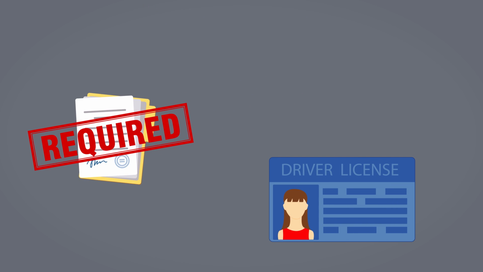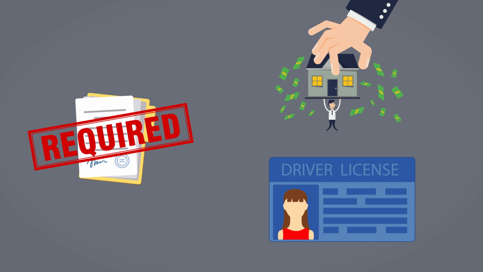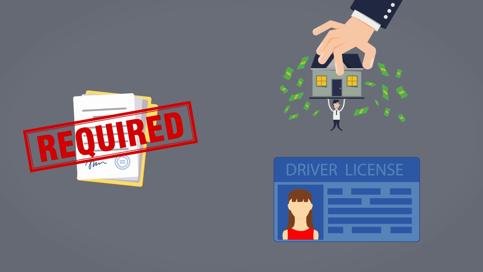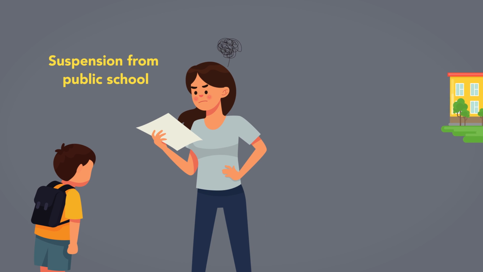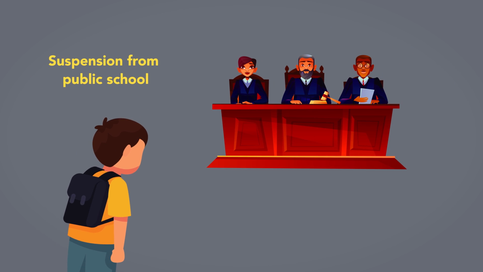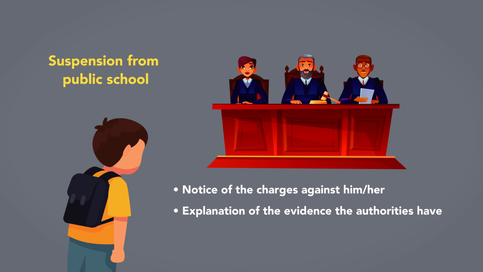Notice and a hearing are also required before the government suspends a person's driver's license, except in cases of refusal to take a breathalyzer test, and where the government seizes a person's property pursuant to a civil forfeiture. Suspension from public school also requires at least an opportunity to be heard at a formal hearing, where the student is given notice of the charges against him or her, given an explanation of the evidence the authorities have, and given the opportunity to present his or her version.